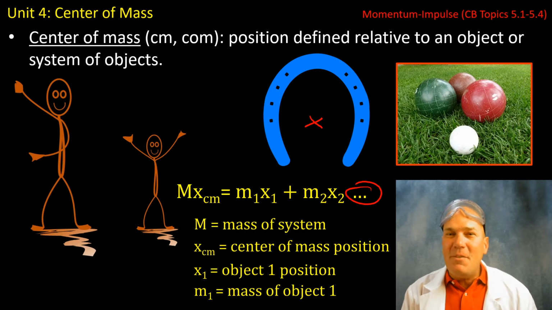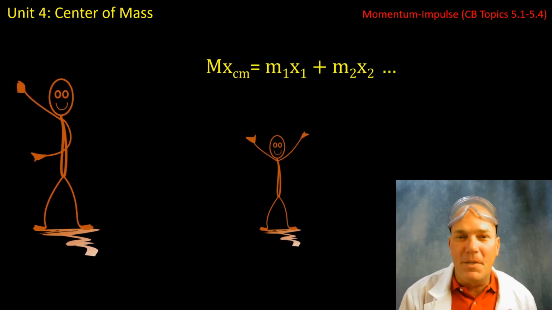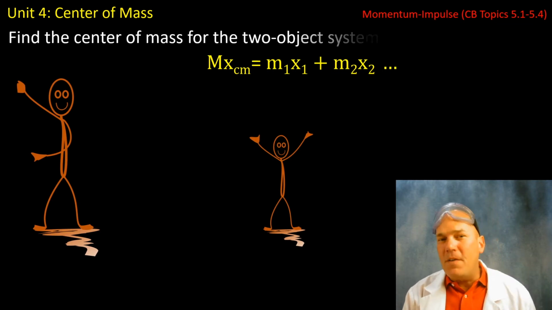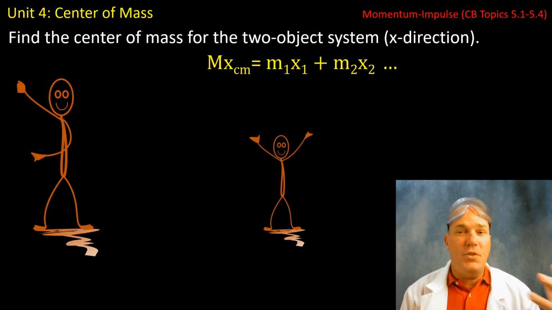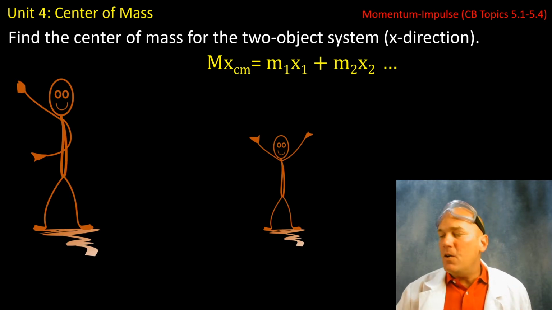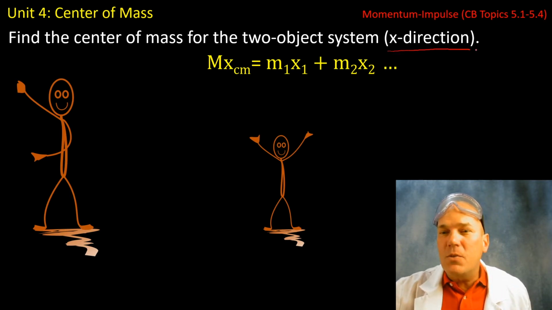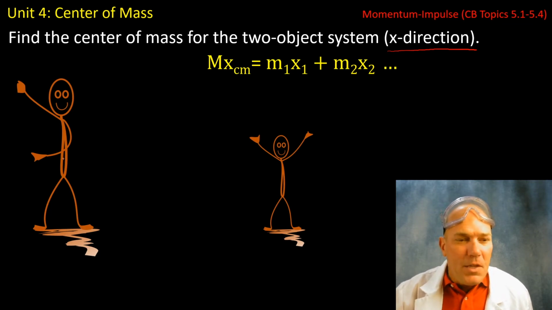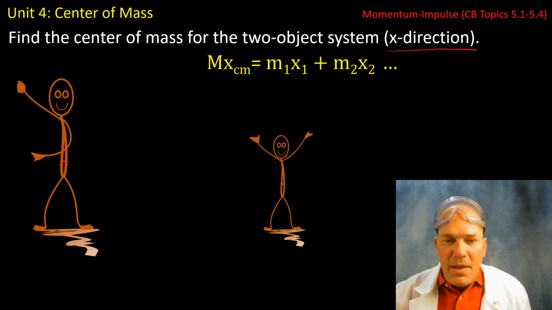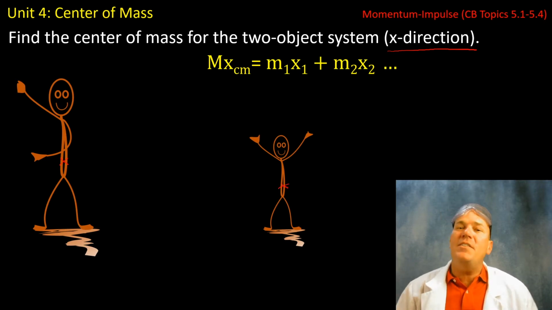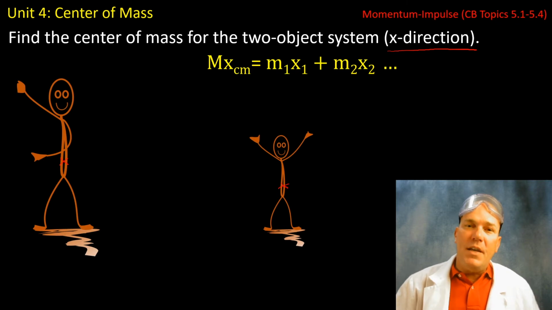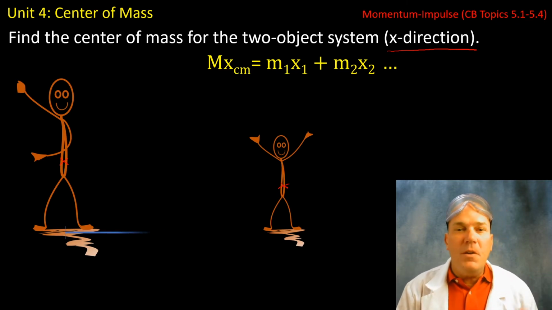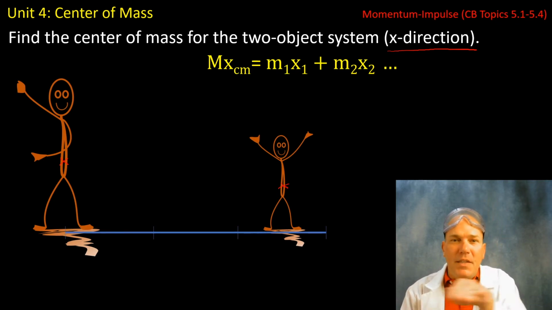Let's use Stickman and his son to work through an example problem here. We're going to find the center of mass for the two-object system. And we are only doing this in the x, or pure horizontal, direction because the individual objects' relative centers of mass actually lie up toward their gut or torso area. However, we're only going to calculate the position horizontally here.